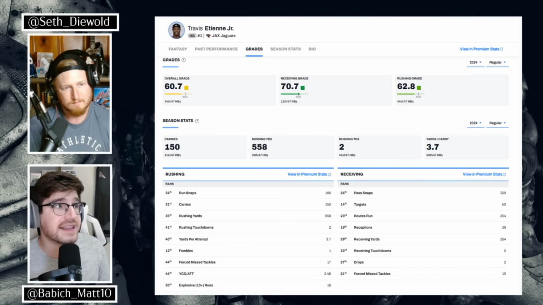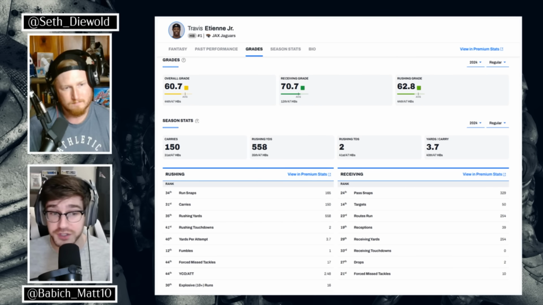And so Etienne has this opportunity now in front of a new regime, in front of a slightly improved offensive line. He has the chance to get into the good graces of this coaching staff, and particularly Liam Cohen, who we saw how he deployed Bucky Irving last year. If he has a guy in this backfield, he's going to push that guy the ball.